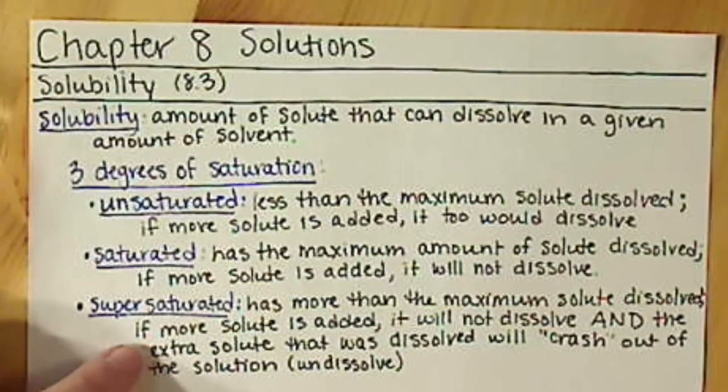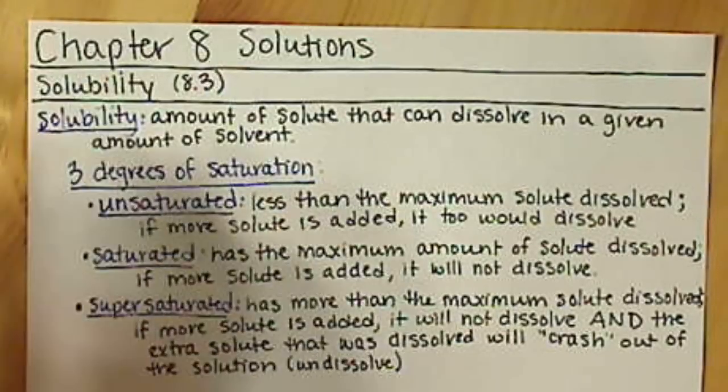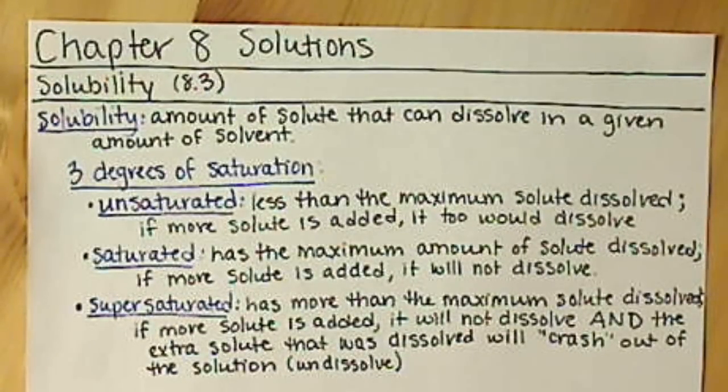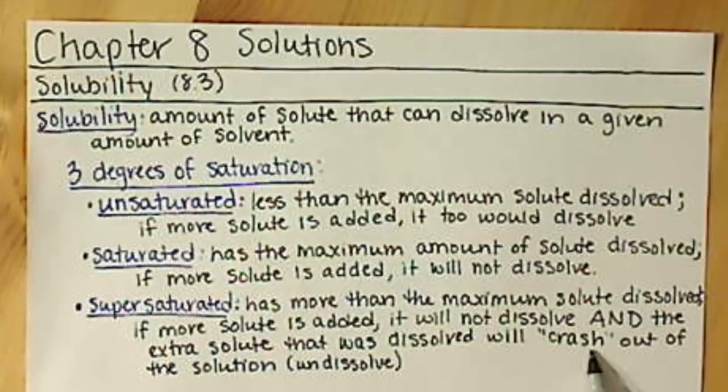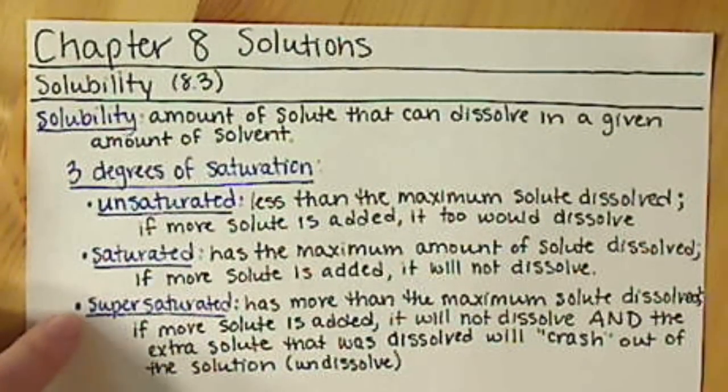So if you were to add more sugar to that solution, say a teaspoon of it, you would get not only that teaspoon of sugar at the bottom of your solution, but you'd have a higher volume of sugar, because you'd crash out some of that extra amount. So your teaspoon that went in will actually be a larger than teaspoon amount at the bottom of your container. And that's what happens with supersaturated solutions.